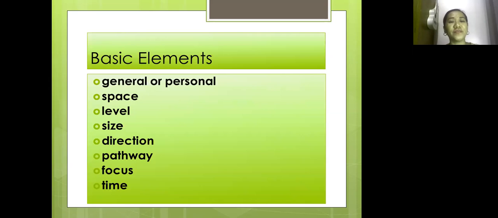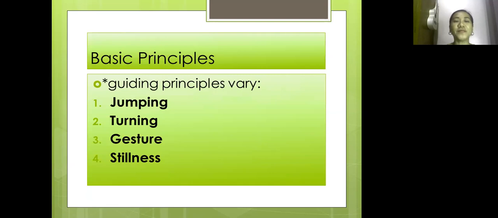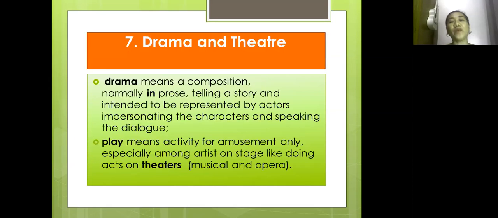And these are the elements for dance: general or personal space, level, size, direction, pathway, focus, and time. And the basic principles guiding dance would be jumping, turning, gestures. Well, these four basic principles are just very basic. But of course, there are different genres in dance, different types of dance, classifications of dances. So that means the guiding principles would vary from one genre to another, or from one type to another.